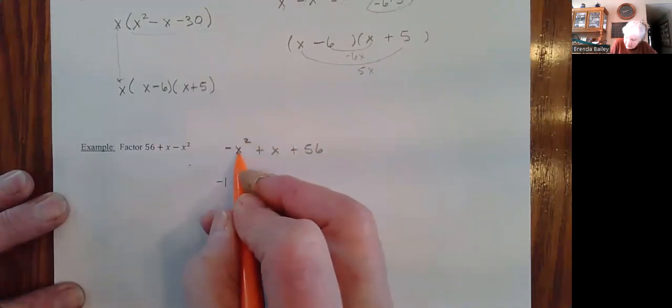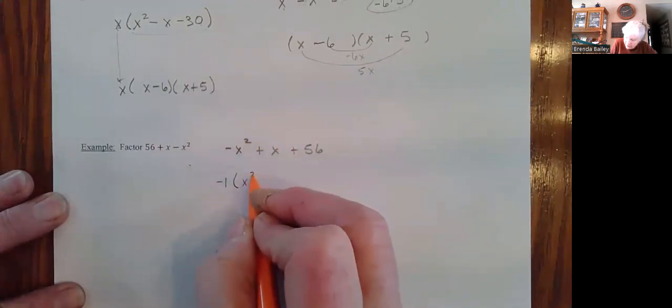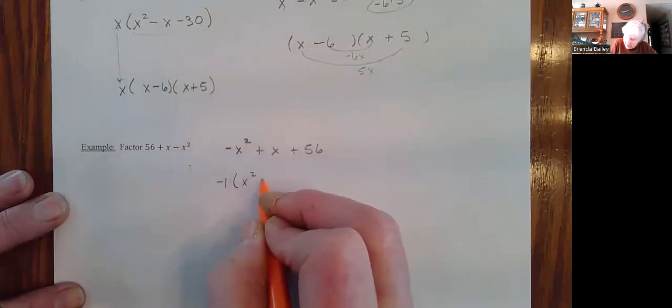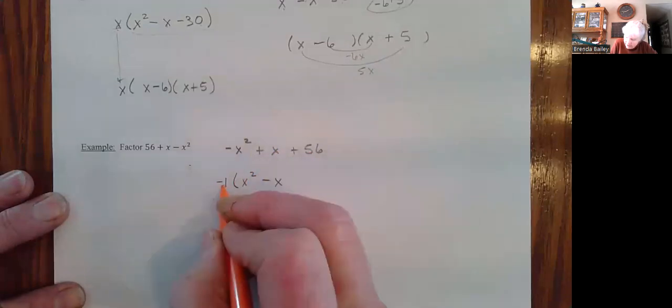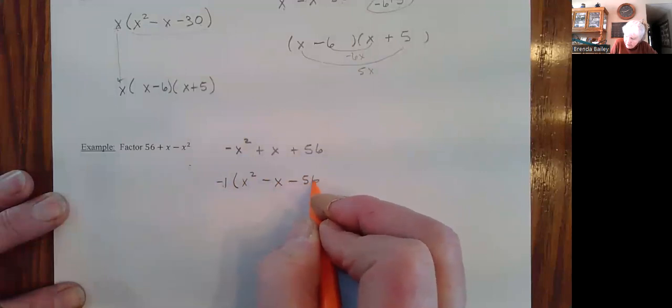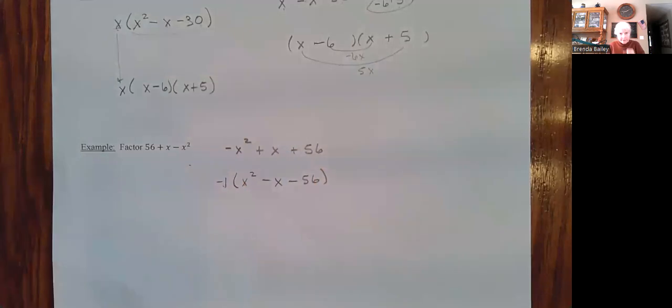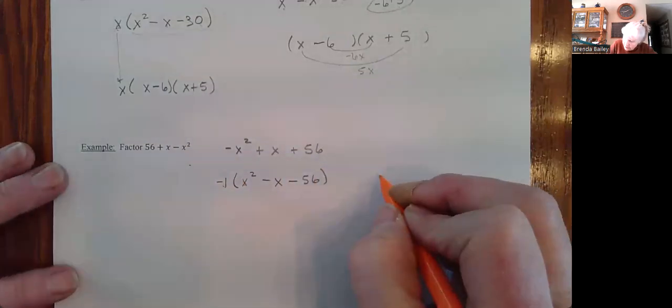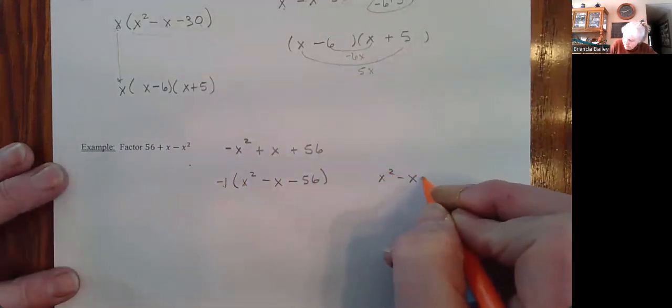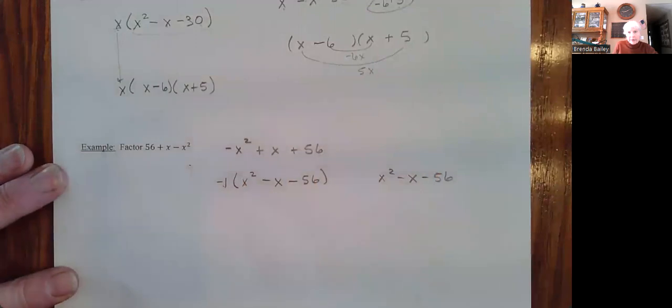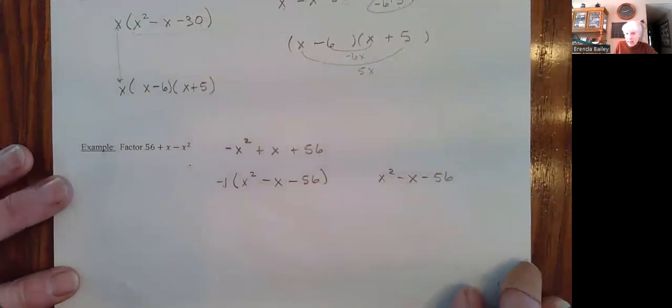And then that'll make that a positive x squared. That divided by that is a minus x. That divided by that is a minus 56. And if you multiplied, you'll come back to the original. And then they factor what's inside by asking themselves, let's just look at the x squared. What multiplied together gives you a -56 and added together gives you a -1.